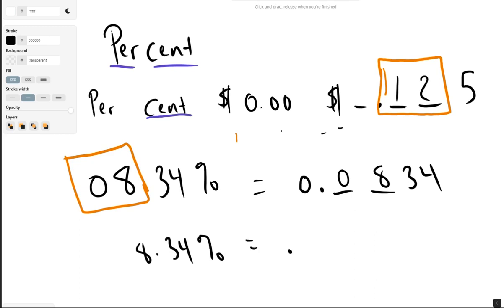is also read this way, 0.0834, or 834 ten thousandths.